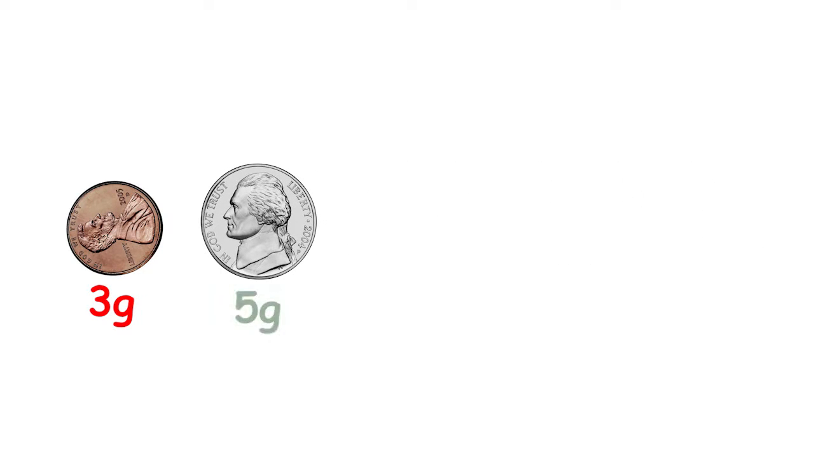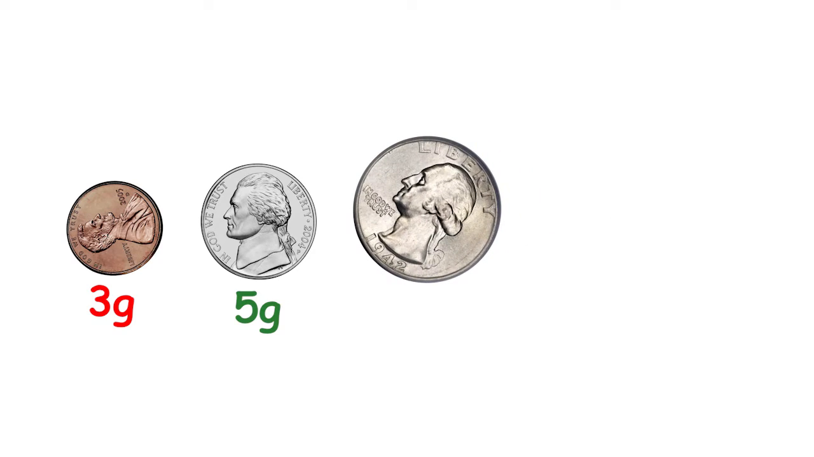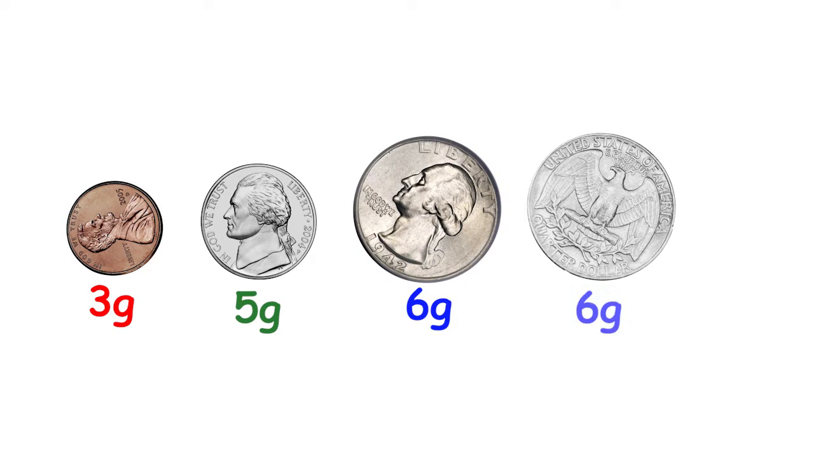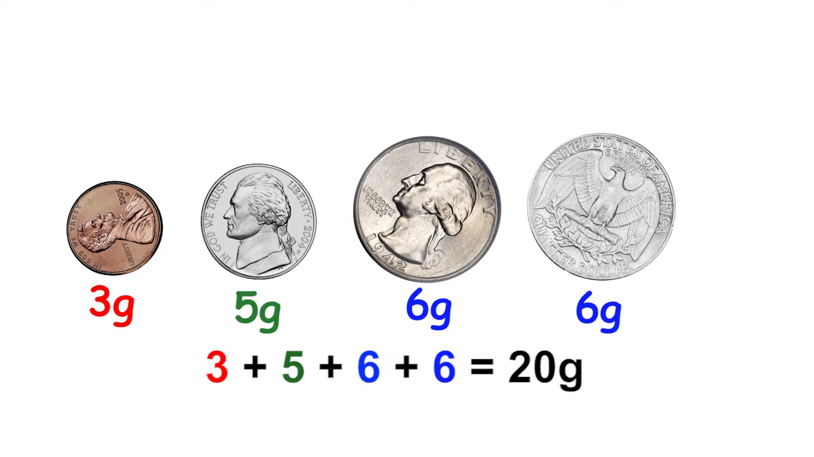The next strategy is draw a picture and write an equation. I have a penny, which is 3 grams, plus a nickel, which is 5 grams, plus a quarter that's 6 grams, and another quarter that's 6 grams. And when I add that up, I have 3 plus 5 plus 6 plus 6 equals 20 grams. So that's one equation. Or since there are 2 quarters, I can write it 3 plus 5 plus, in parentheses, 2 times 6 equals 20 grams. So Eric has 20 grams of coins in his pocket.